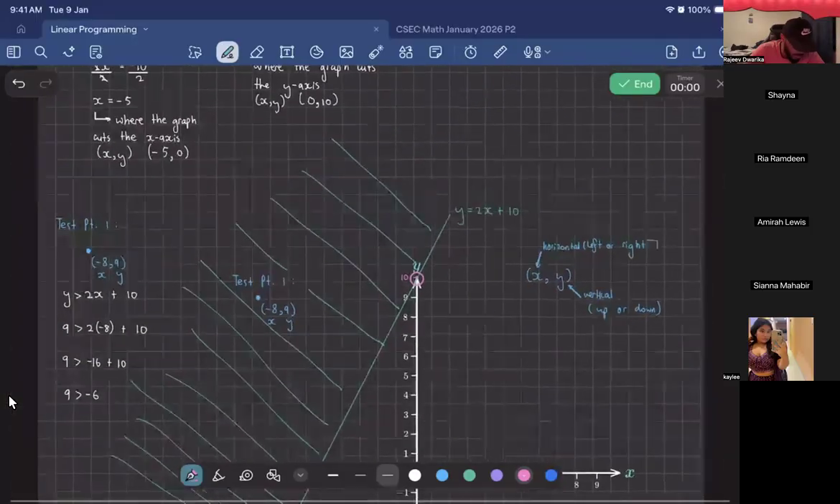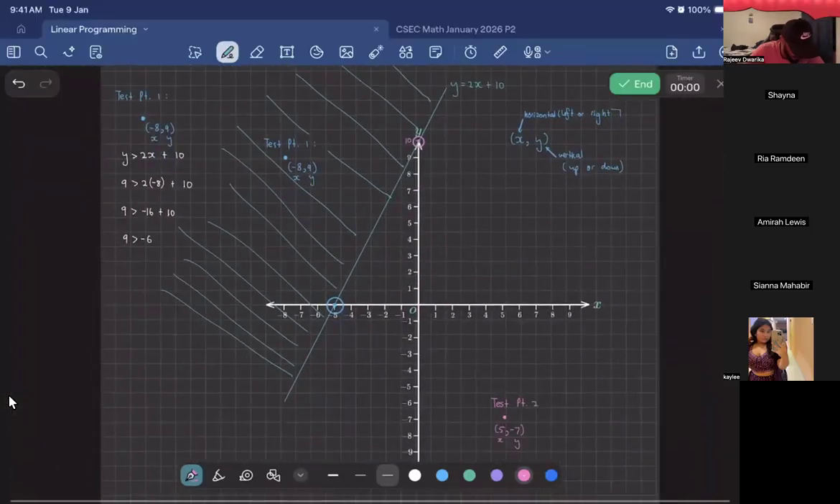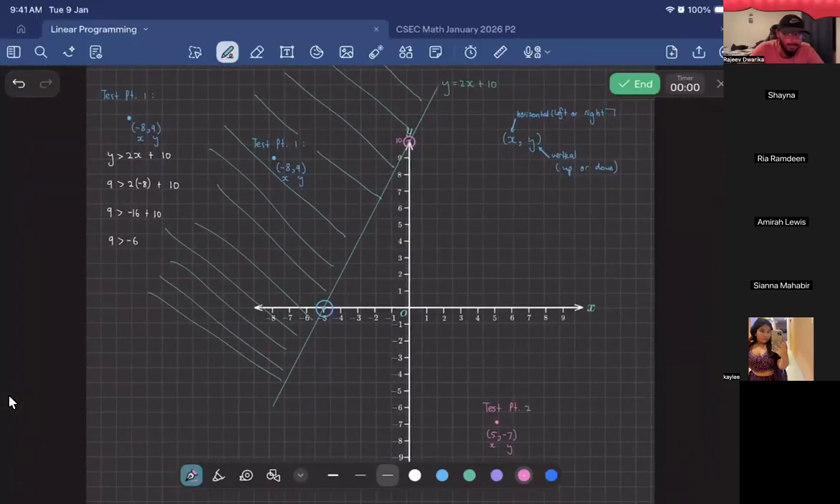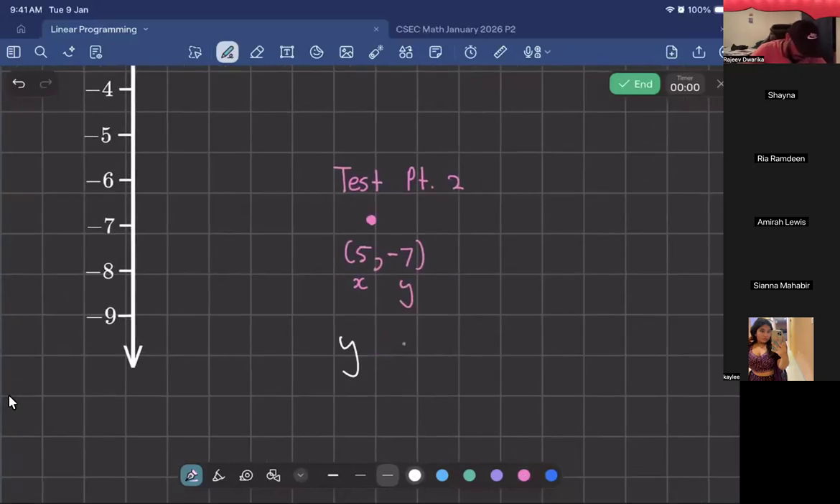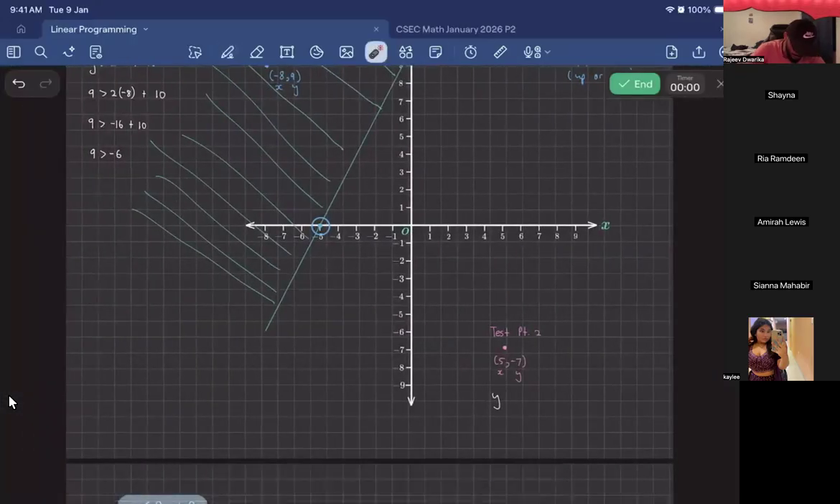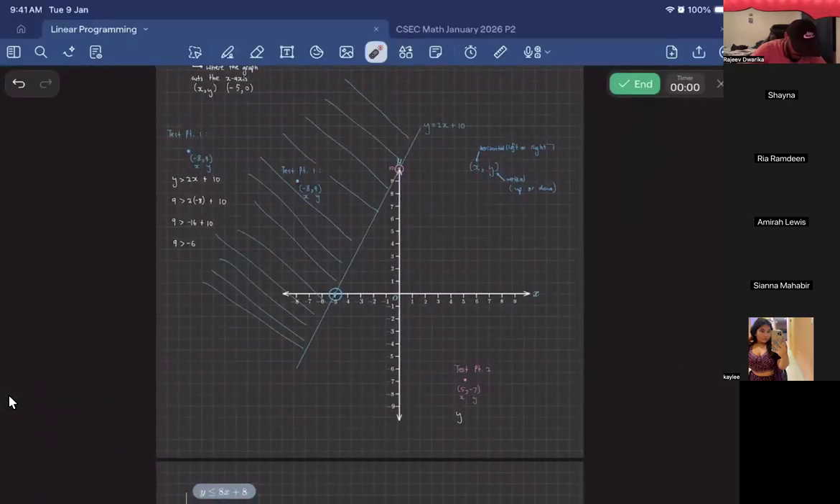Great. And what was the equation of the line? Talk to me. What was the equation? Y is equal to 2x plus 10, yeah? So we're going to figure out the equal sign for now, because this point raises that question: is this point on the line itself?